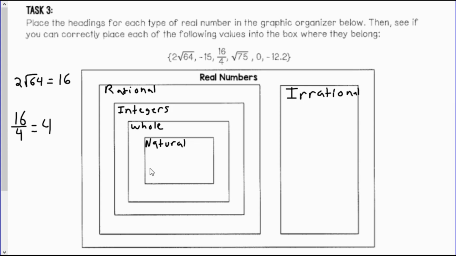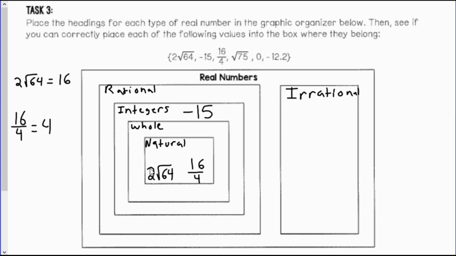So let's look at these numbers and place them in their appropriate box. So 2 square root 64 we know is 16. 16 is a natural number. So 2 root 64 goes in my natural box. Negative 15 is an integer. So that goes in the integer box. 16 over 4 is 4. 4 is a natural number, so 16 over 4 goes in the natural box.